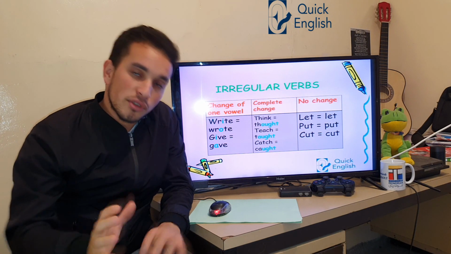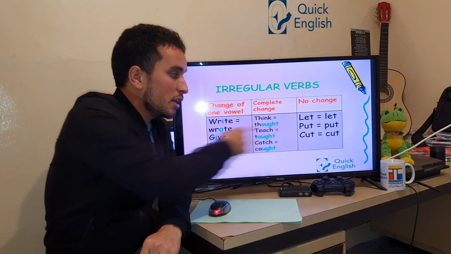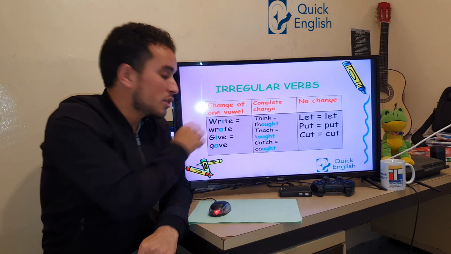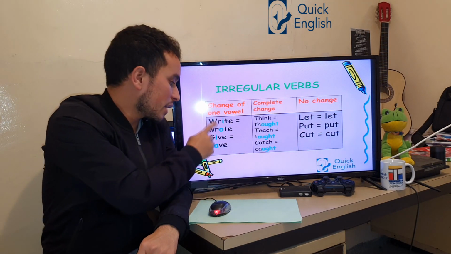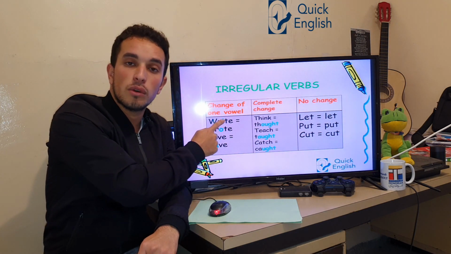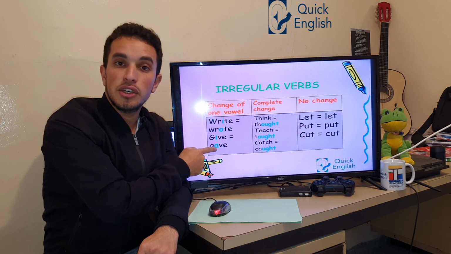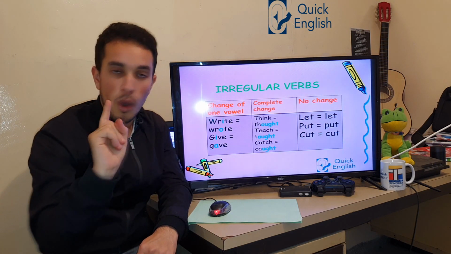However, I've tried to divide them for you into three types. One type changes one vowel, for example, write, wrote. Here, as you can see, the change of one vowel, I changes into O. Give, gave, the change of I into A. Okay, so the change of one vowel.